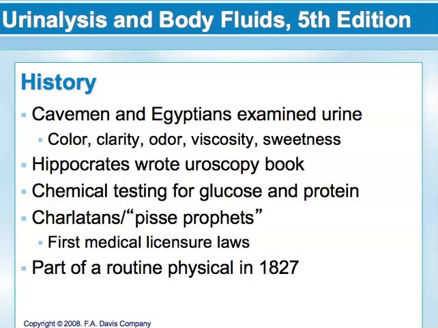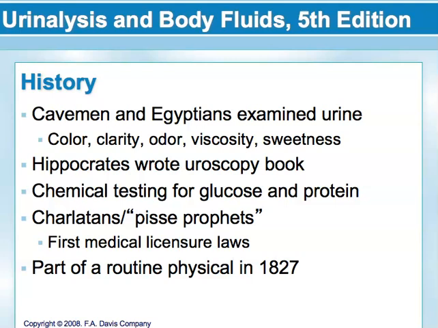Hippocrates wrote a book on what he referred to as uroscopy, and during the Middle Ages a lot of effort by physicians was put into uroscopy. Chemical testing for glucose and protein was developed, and there were also charlatans called pisse prophets who threatened the credibility of the urinalysis by offering their interpretation of urine, of course for a hefty fee. But that process led to the first medical licensure laws in England in the 17th century.